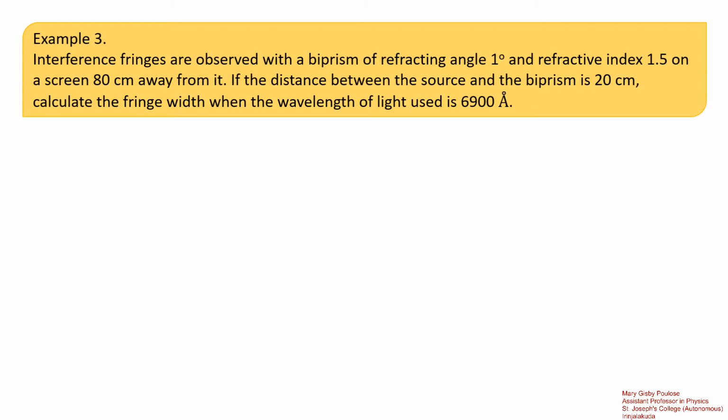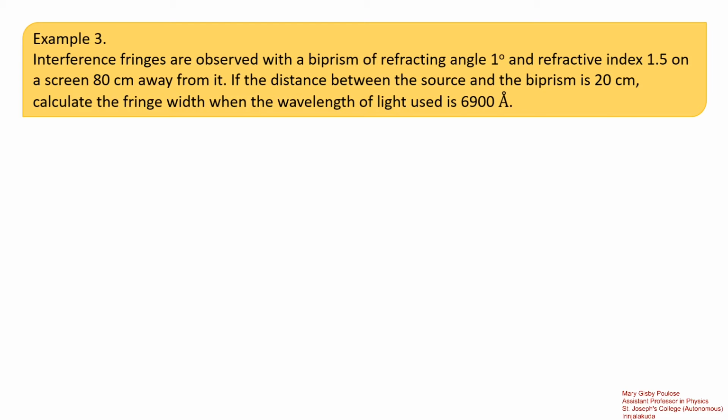Now in the third example, we have interference fringes observed with a biprism of refracting angle 1 degree and refractive index 1.5 on a screen 80 centimeters away from it. If the distance between the source and the biprism is 20 centimeters, calculate the fringe width when the wavelength of light used is 6900 angstrom.